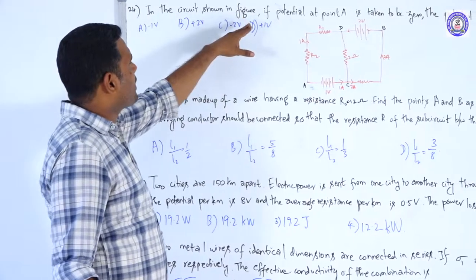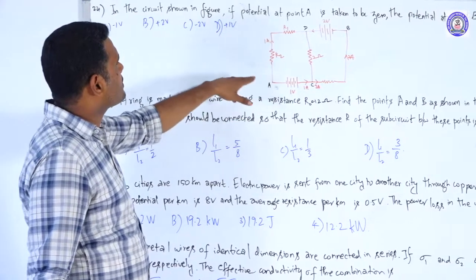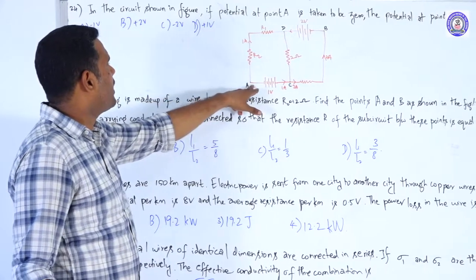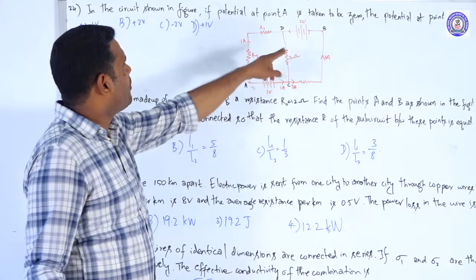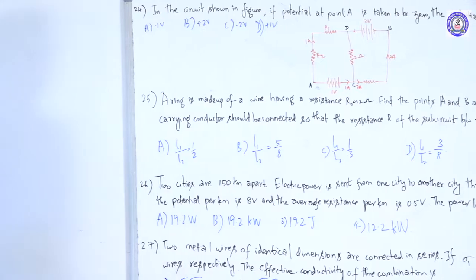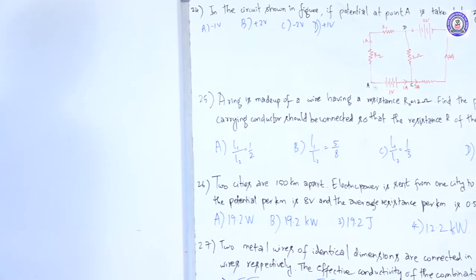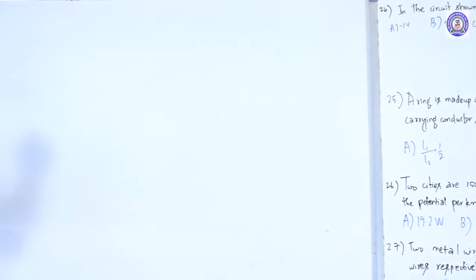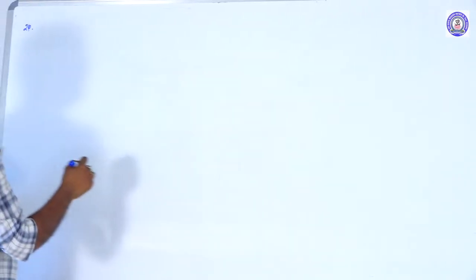In the circuit shown in the figure, if potential at point A is taken to be 0, the potential at point B is? We have to apply Kirchhoff's voltage law here for this circuit diagram also. Question number 24.